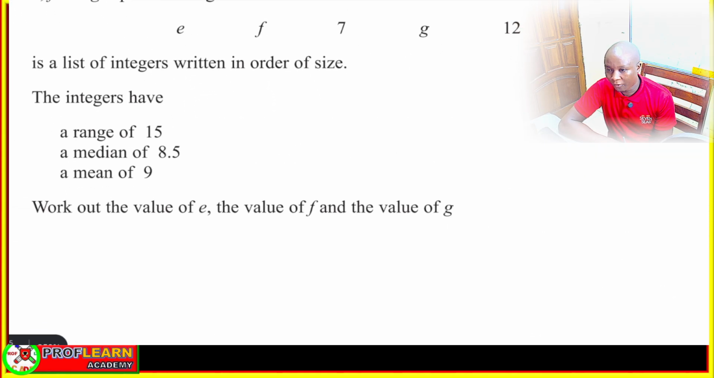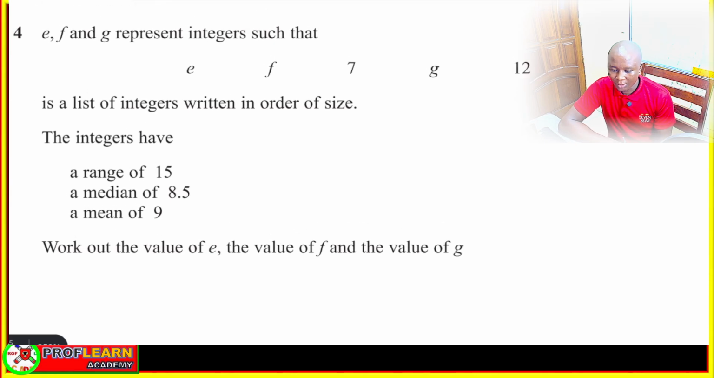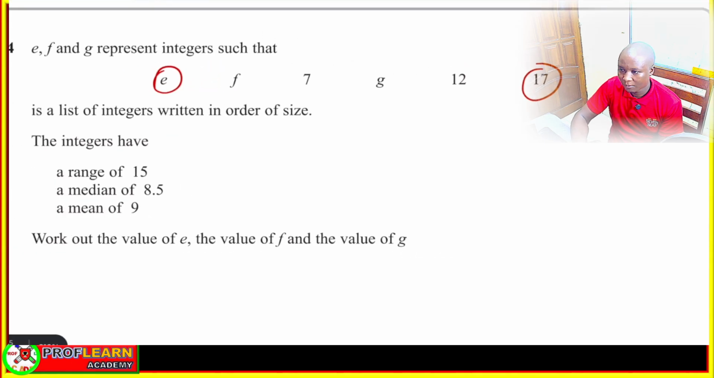And question number 4, you may be given questions that really look like this. You are told that E, F, G represent integers such that E, F, G, 12, 17, and then we are supposed to work out the value of E and F and G. But we are told the range is 15. So meaning that if you take the smallest number and the largest number and subtract them, we are going to get 15.